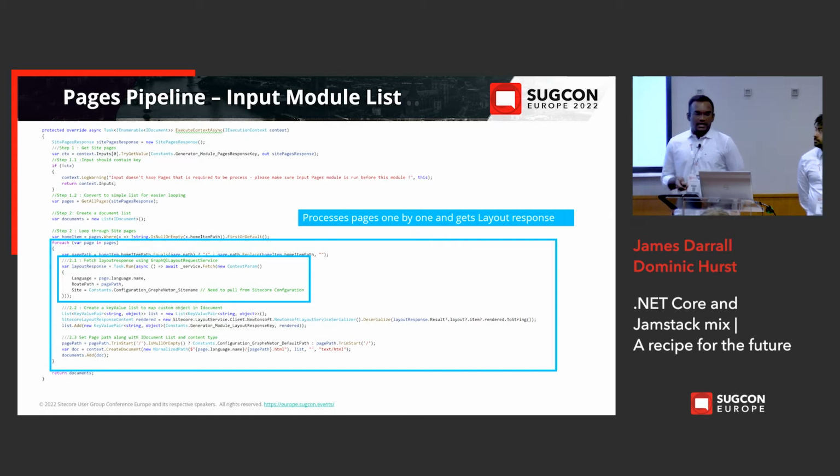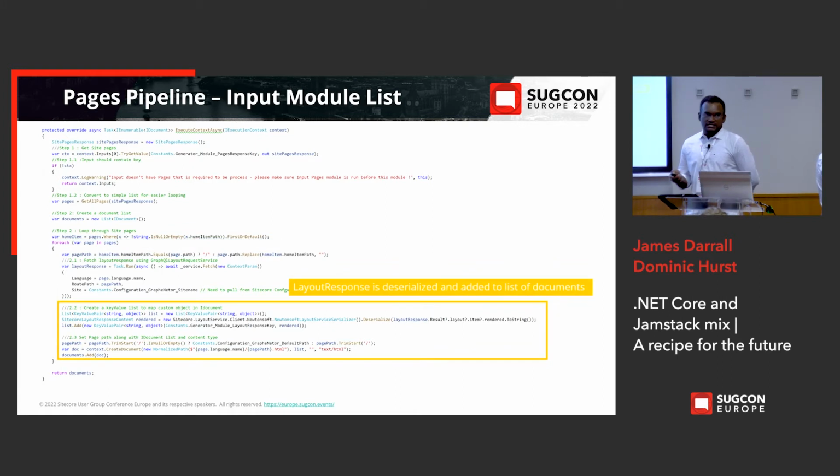As you're seeing here, when this gets executed, we will have all the pages in the given site, and this particular module is going to process the pages one by one. It takes the language, path, and site name of each page, and it constructs a GraphQL layout request and makes that request to the Experience Edge endpoint. It receives the layout response from the Experience Edge endpoint, which is then deserialized and added to a list of documents that will be used by the next module list.